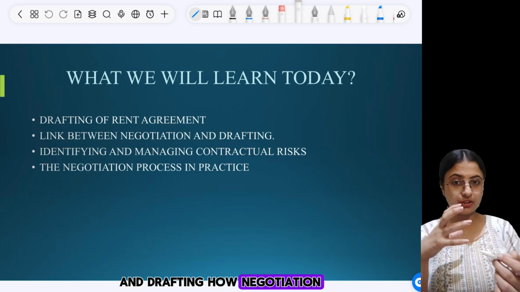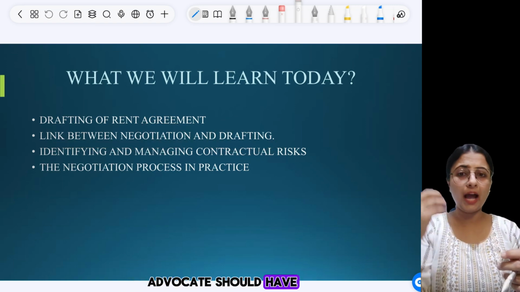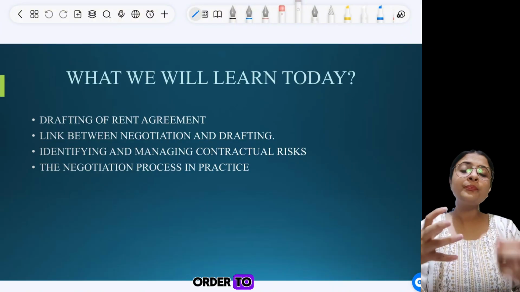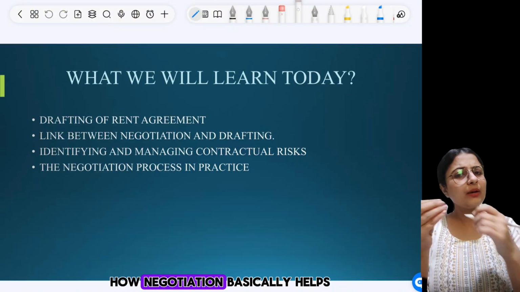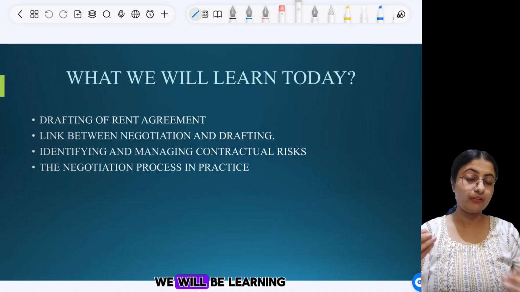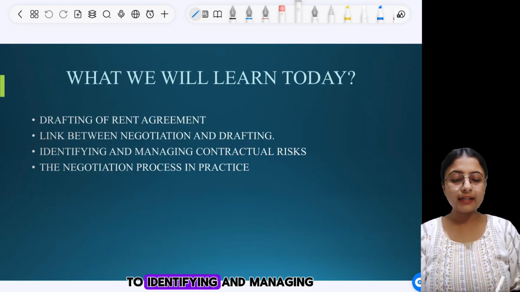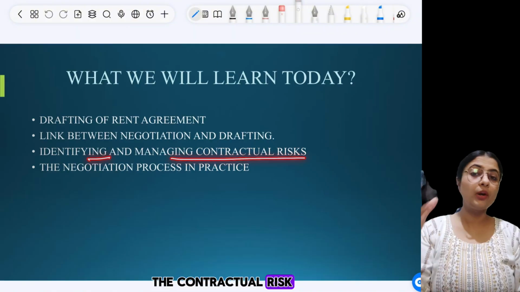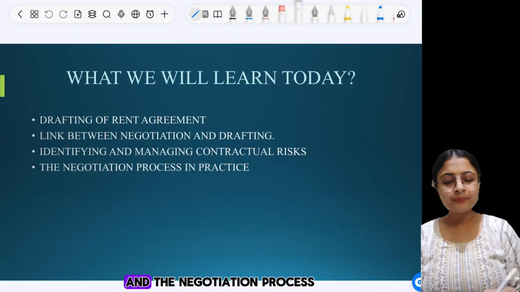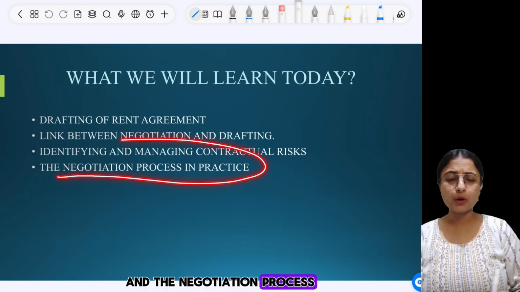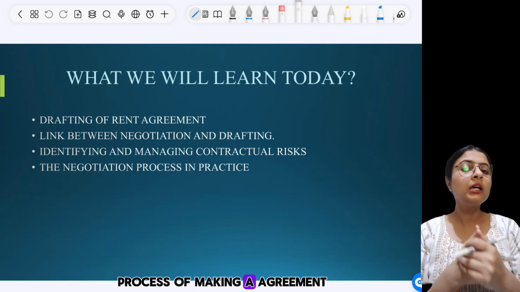Negotiation is a very important skill that every advocate should possess in order to draft documents in a much better way. How negotiation helps in drafting, we will be learning that aspect today. Then we will move forward to identifying and managing the contractual risks that are present while drafting any sort of agreements, and the negotiation process that we follow in making an agreement.